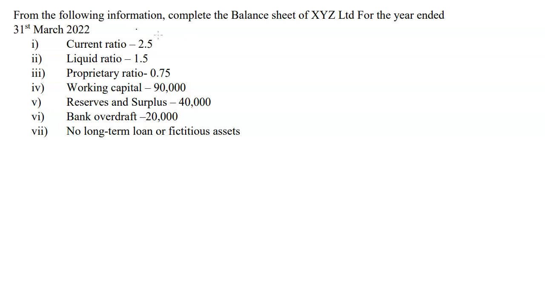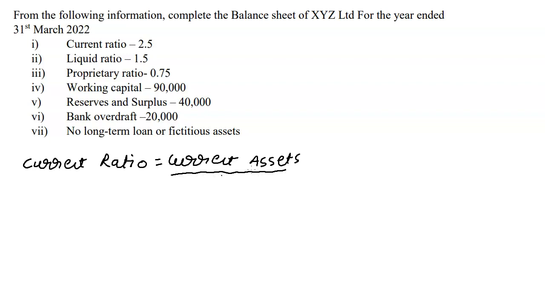From the following information, complete the balance sheet of XYZ Limited for the year 31st March 2022. They've given us the current ratio. Remember, the current ratio is equal to current assets upon current liabilities. Current assets upon current liabilities gives us 2.5.